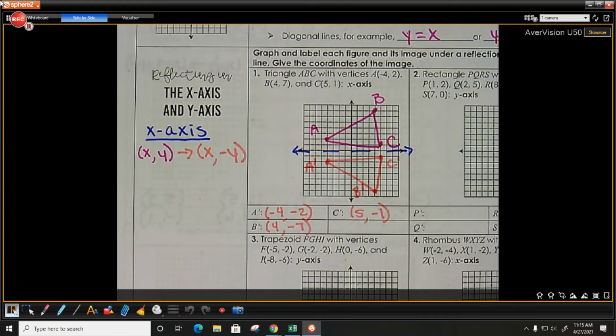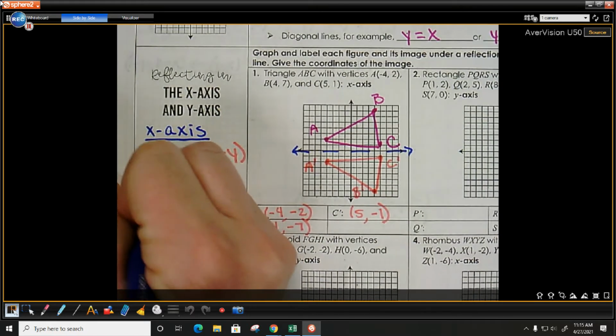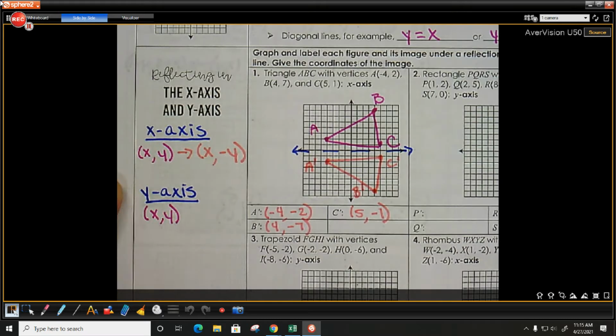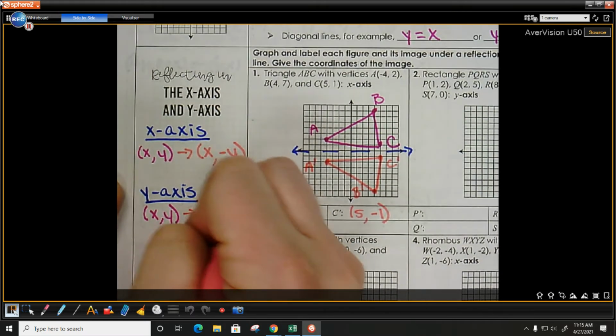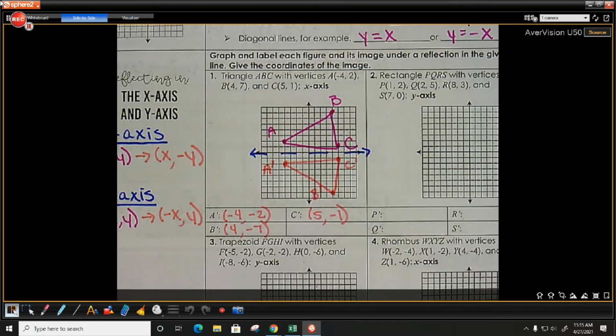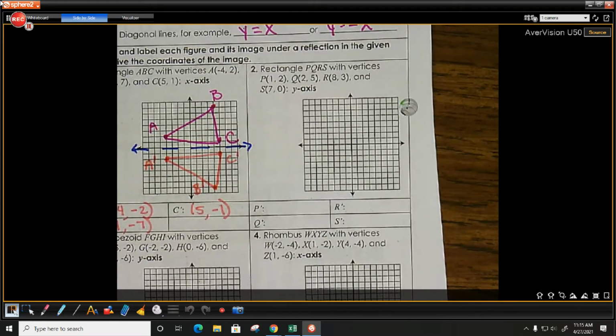Okay? What do you think is going to happen if we reflect over the y-axis? Instead of it being x, y, the rule is going to become negative x, y. Okay? So on this next one, we are going to plot the points, but then on the later ones, we'll use the rule. Okay? So let's plot our PQRS.